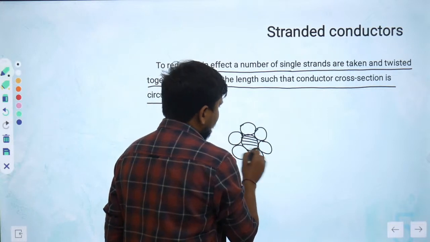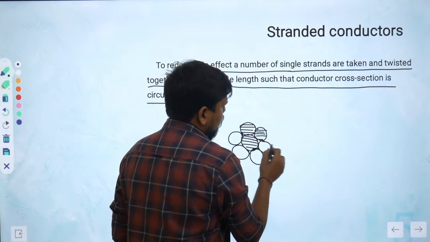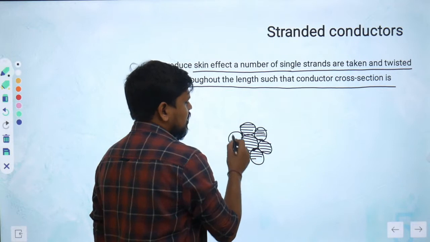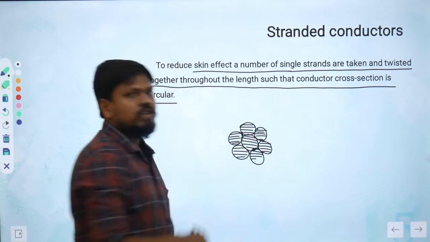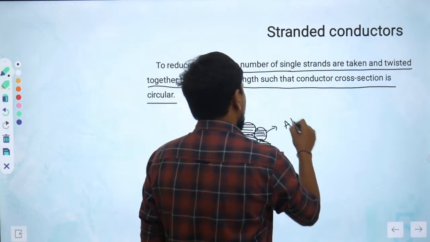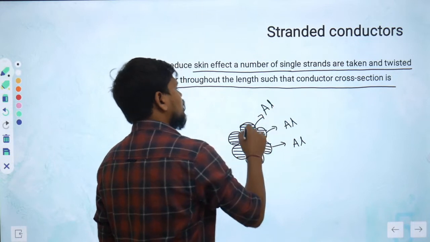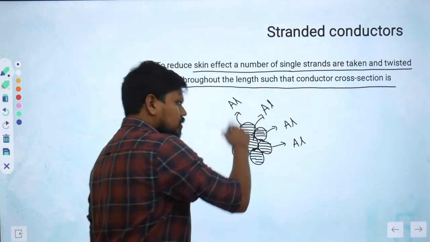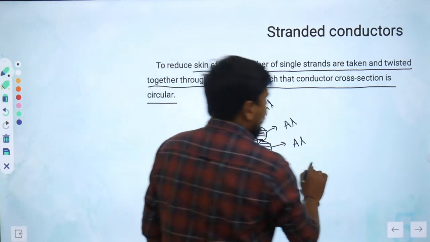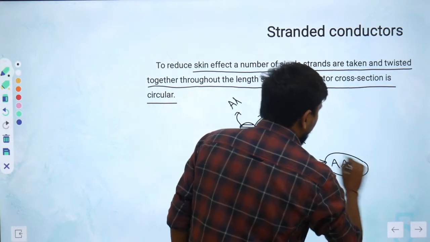What is the material we are using? This material is the same aluminum only. The material is not changing, but the type we are just changing. So this is aluminum, this is aluminum, the inner one is aluminum, and all the other ones are also aluminum only. What is this type of conductor? This is an all aluminum conductor.